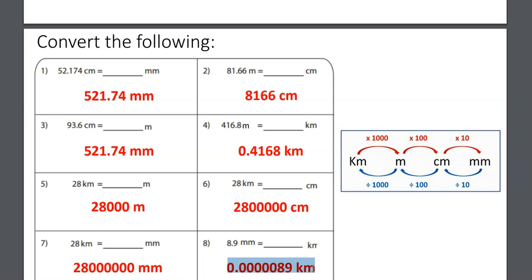In fact, I could convert 8.9 millimeters into some other ridiculous unit of measurement. For example, there's a unit of measurement called an AU, which is the distance from the Earth to the Sun, 1 AU. I could convert millimeters into AUs, so it works.